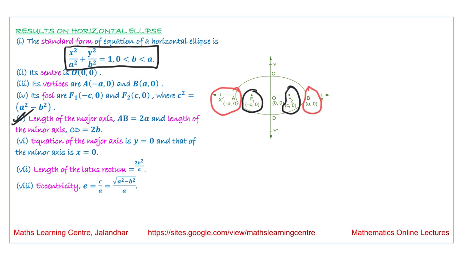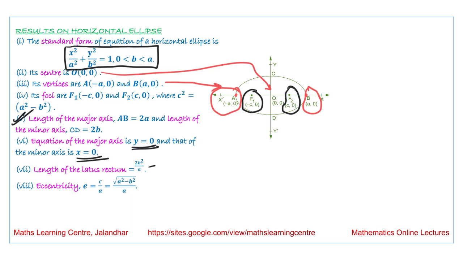Vertices means we are talking about the major axis, and the points where the major axis meets the ellipse are called the vertices of the ellipse. The center of this ellipse will be 0, 0. It is the midpoint of the two foci. Then we have the equation of the major axis, it is y is equal to 0, and the minor axis, it is x is equal to 0.